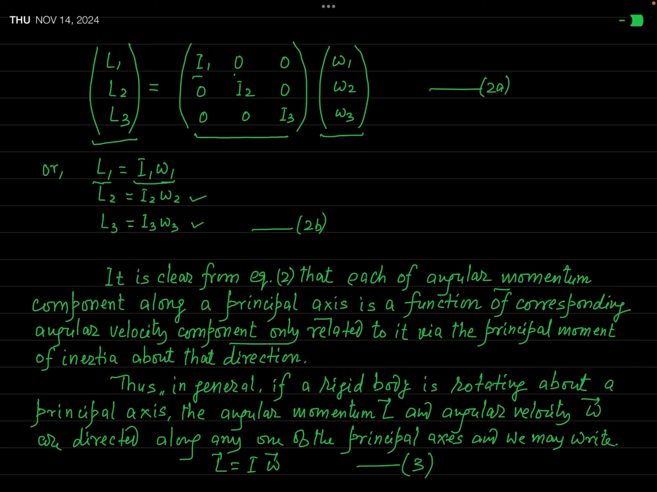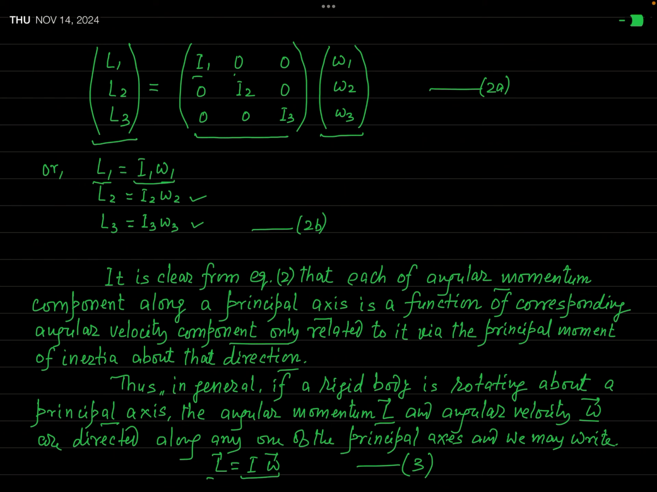And related to it by a principal moment of inertia about that direction. Okay? So in general, if a rigid body is rotating about a principal axis, not any other axis, about a principal axis, in that condition, the angular momentum vector L and the angular velocity vector omega are directed along any one of the principal axes, and so we will write in this condition L equal to I omega.